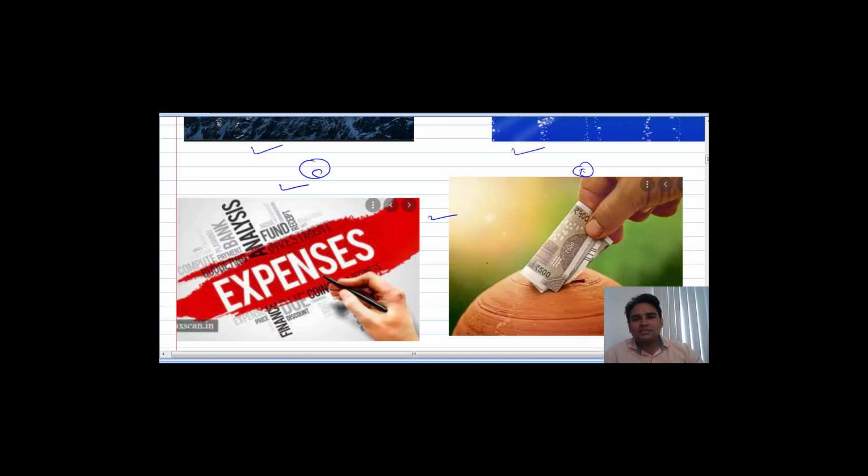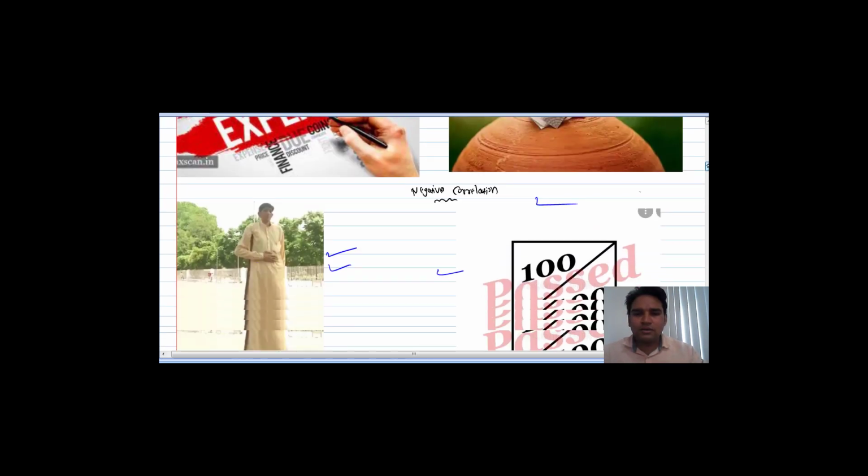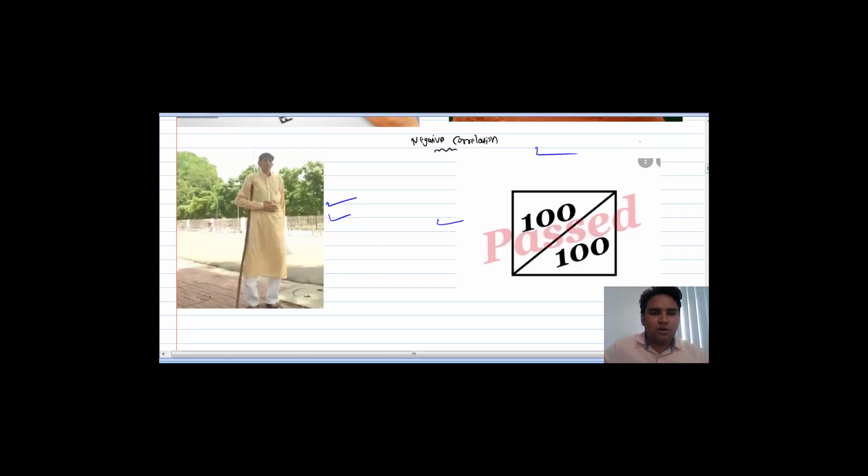Then after, expense and savings. You know this, if we incur more expenditure, our savings will go down. If we cut down our expenditure, our savings will increase. So this also indicates a negative correlation between expenditure and savings. And the last one, you can see the height of persons in India, and here the IQ level.